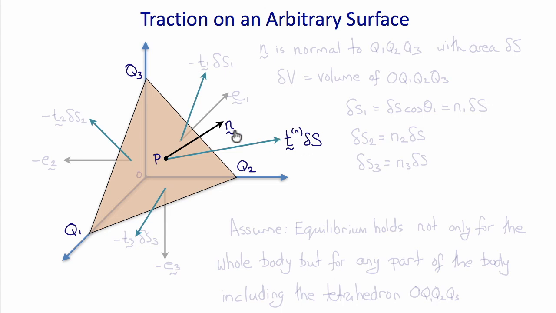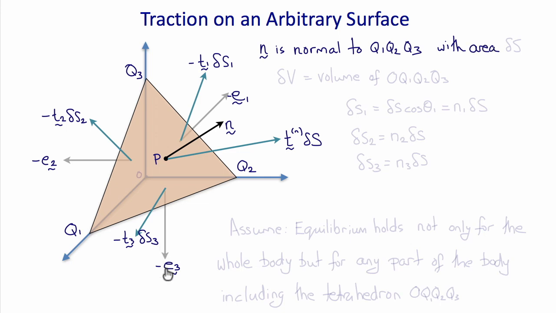N is the outward normal to the surface. And if we were to look at the back side of this tetrahedral volume and consider that there are reaction forces on each of these faces, then we could label them minus T1 times delta S1, the area of this triangle, on the face whose normal is minus E1, minus T2 delta S2 on the face whose normal is minus E2, and minus T3 delta S3 on the face whose normal is minus E3.